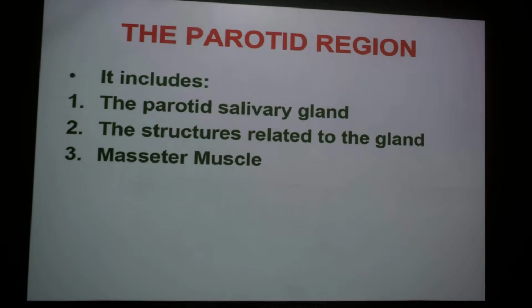And the masseter muscle, which is also present in this region. So you have the parotid gland, which is a salivary gland of serous origin, with very little mucus glands you would see within the parotid gland. It is related with important structures. There are three important structures which are going to traverse the gland. One is the facial nerve, the other is the retromandibular vein, and the third one is the external carotid artery.